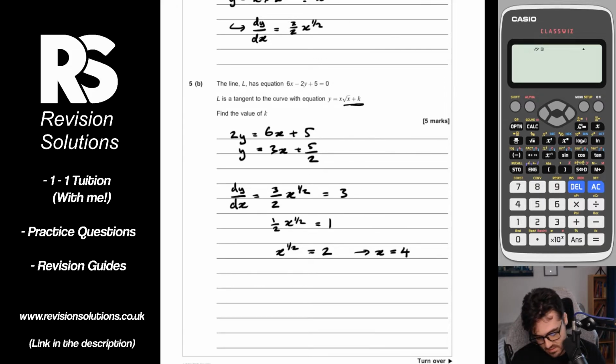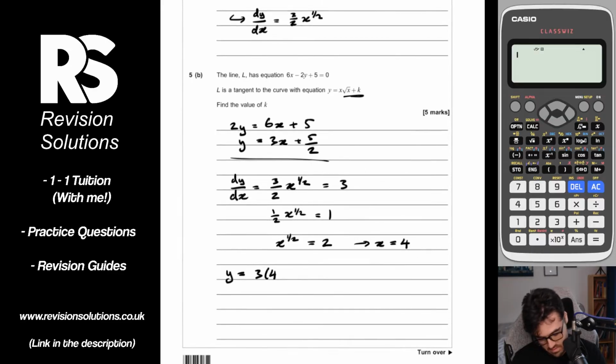So let's do that. If I use this form, plugging in x equals 4, we'd get y equals 3 times 4 plus 5 over 2. I'm just going to do that quickly on a calculator. So 3 times 4 plus 5 over 2, we get 29 over 2. So y is 29 over 2.